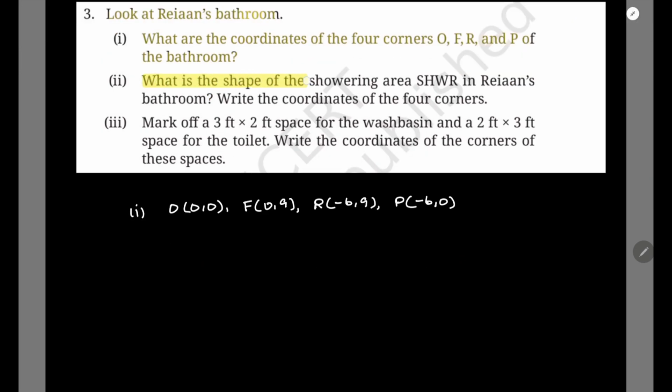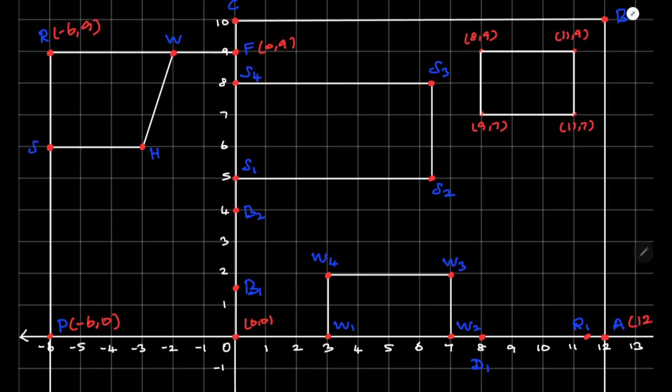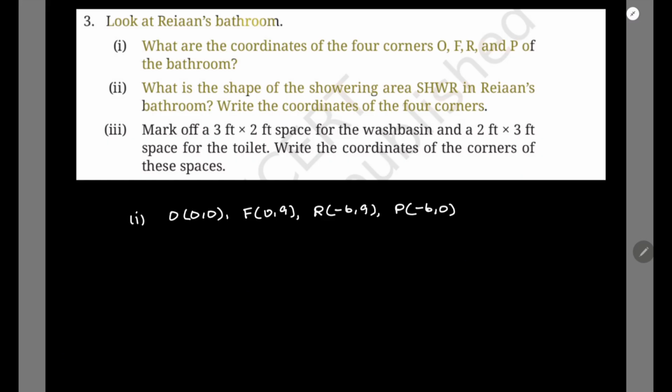Second question, what is the shape of the showering area SHWR in Rayan's bathroom? And write the coordinates of the four corners. So the coordinates are S, H, W, R. These four are the coordinates in Rayan's bathroom. Actually, the question is what is the shape? So these coordinates form a trapezium, because in this diagram SH and RW are parallel lines and the other two are non-parallel lines. So one pair of opposite sides is parallel and another pair is not parallel. Now it's a trapezium. So the answer for the second question is trapezium.